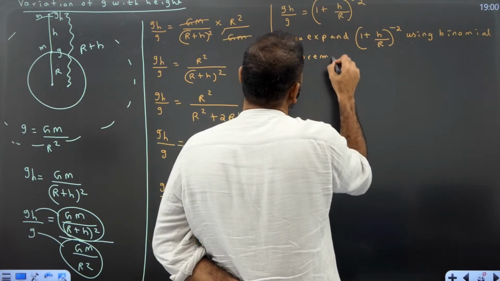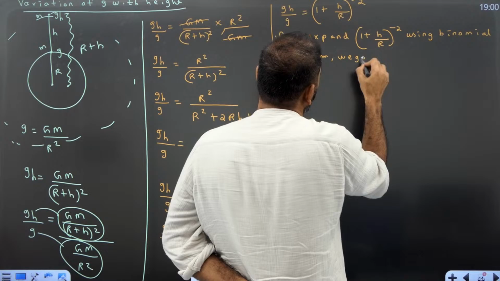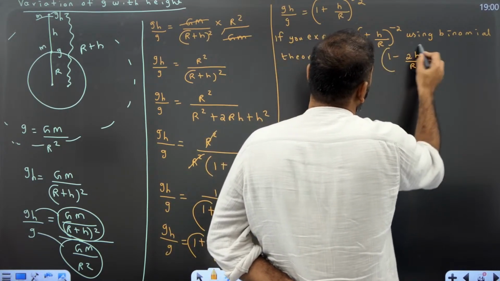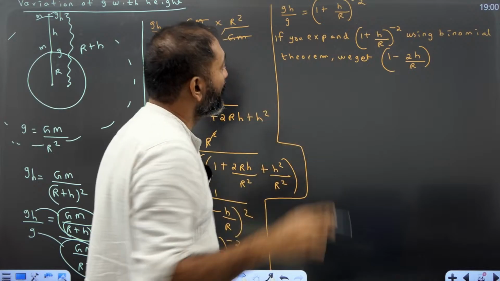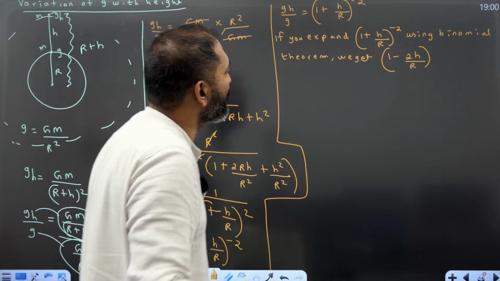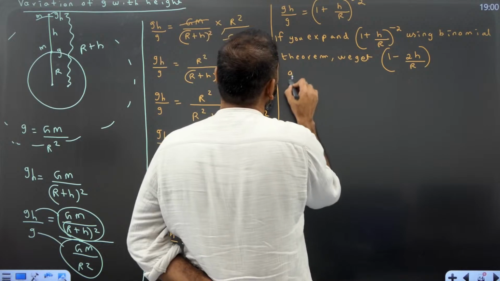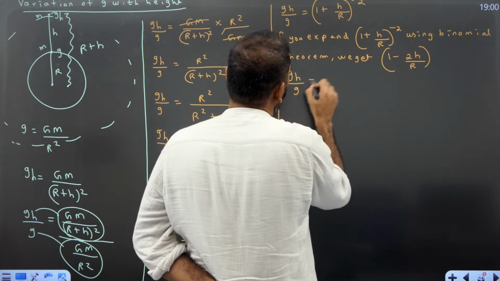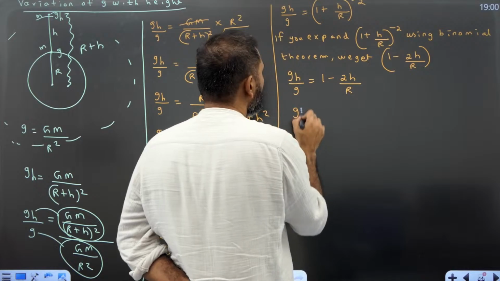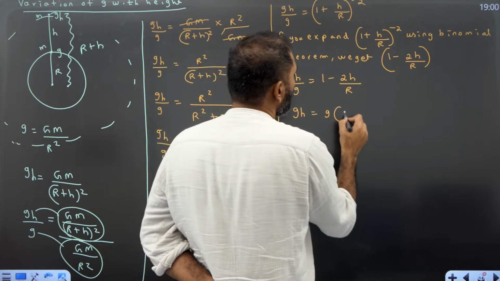we get 1 minus 2h by R. If you expand (1 plus h by R) whole raised to minus 2 using binomial theorem, what do you get? 1 minus 2h by R. So gh by g is equal to 1 minus 2h by R. So what is gh? g into (1 minus 2h by R).